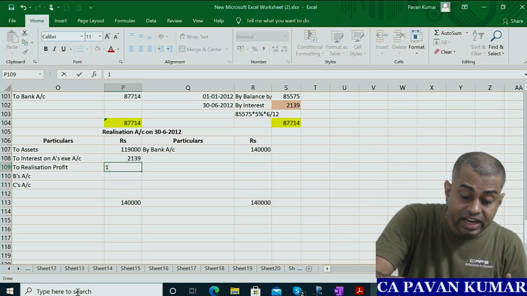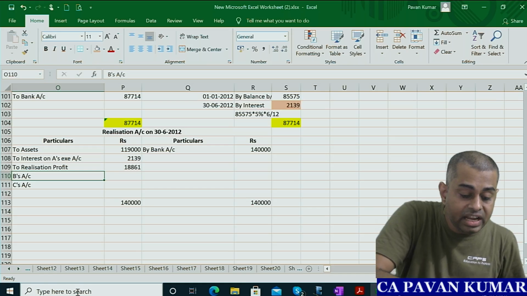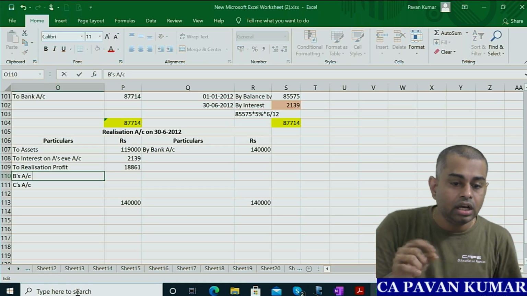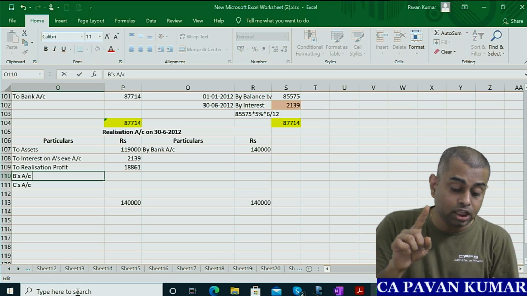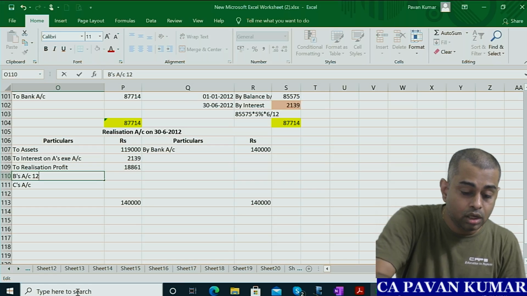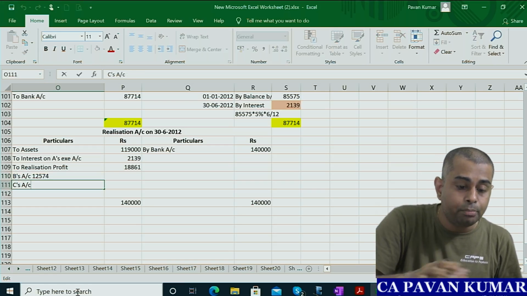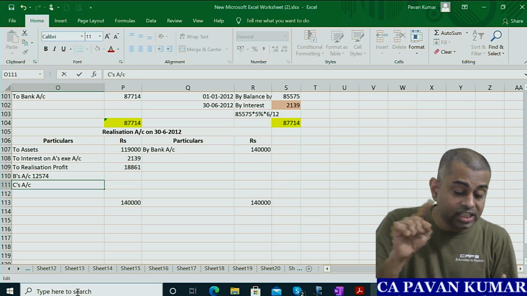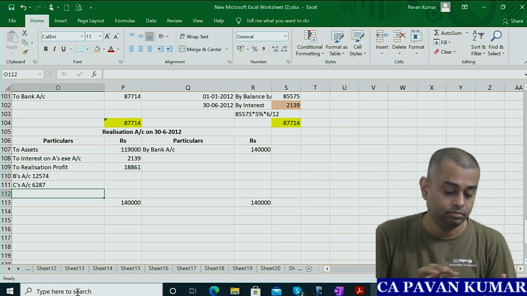Total profit is 18,861. That should be apportioned between B and C in the ratio of 2:1. Dividing by 3, two portions is 12,574 to B. In C's account, one portion belongs to him: 6,287 to C.